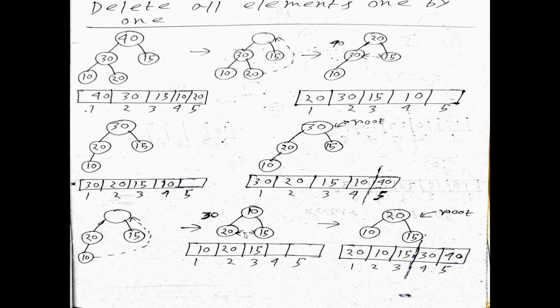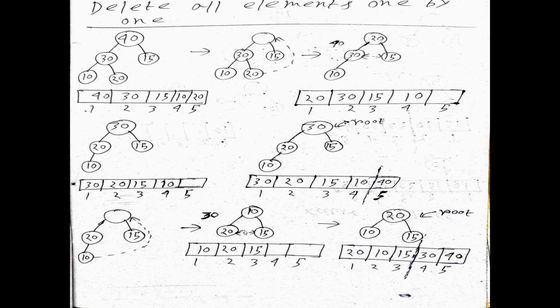How can I make it a max heap? What is the rule? Again we compare with the two children of the root. Here compare 20 and 15. Which is greater? 20 is greater. Swap the root with the greater child. That means 20 goes here, 10 goes there.